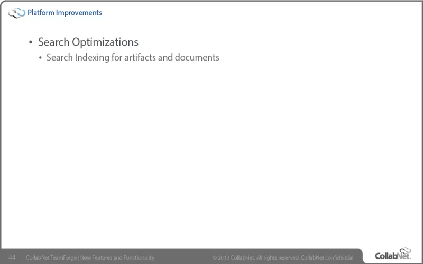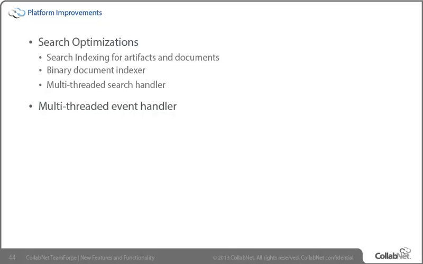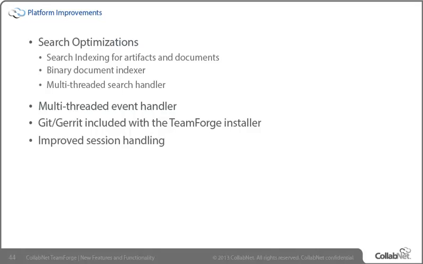To support all of these changes we've discussed and to maintain the efficacy of TeamForge, many underlying platform improvements were made. Many enhancements were made for searches, including optimized search indexing for artifacts and documents, replacing the binary document indexer Stellent.io with Tika, and a multi-threaded search handler. Changes from single to multi-threaded event handler, the integration of Git Gerrit installer with the TeamForge installer, enhanced session handling, and the upgrade to JDK 1.7.021 and JBoss 7.1.1 are also among the platform improvements.